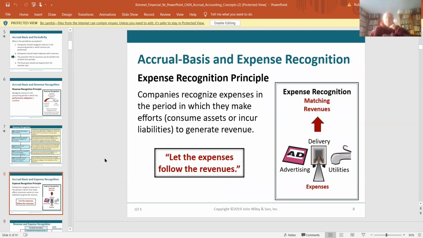Accrual basis and revenue recognition. Companies recognize expenses in the period in which they make efforts to generate revenue. In other words, expenses are recorded when they are incurred, when they happen. Again, has nothing to do with the payment of the cash.